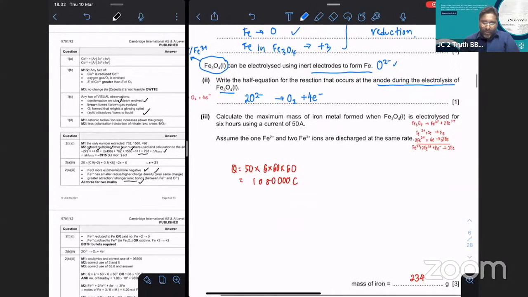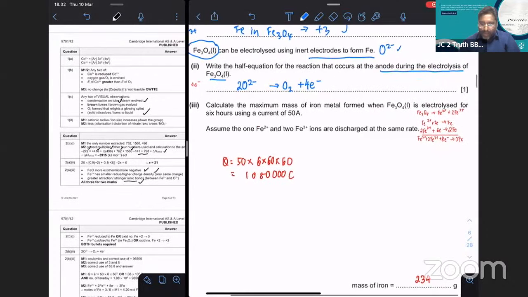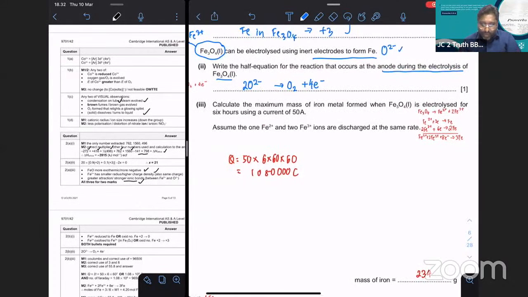Now calculate the maximum mass of iron metal formed when it is electrolyzed for 6 hours using a current of 50 ampere. This one you need to be a little bit more careful, because the iron metal that we are going to have involves Fe2+ and Fe3+, slightly different from what we normally do. But the first step is always going to be the same.